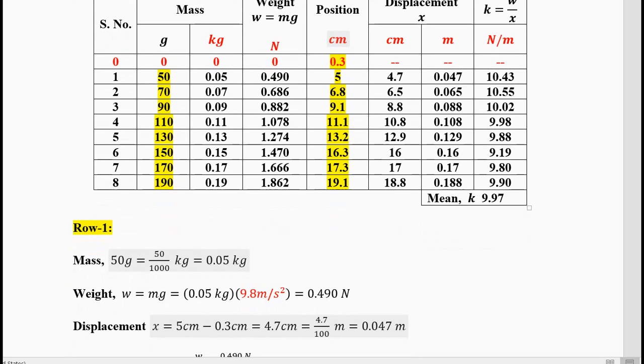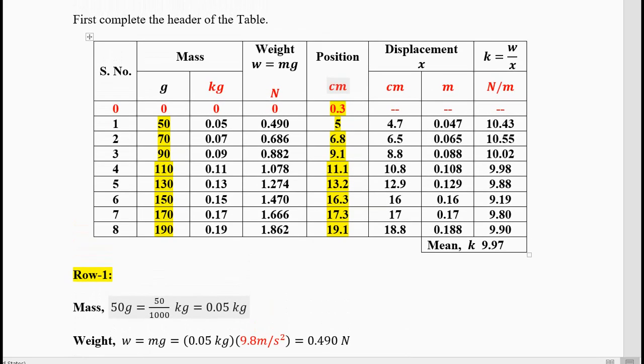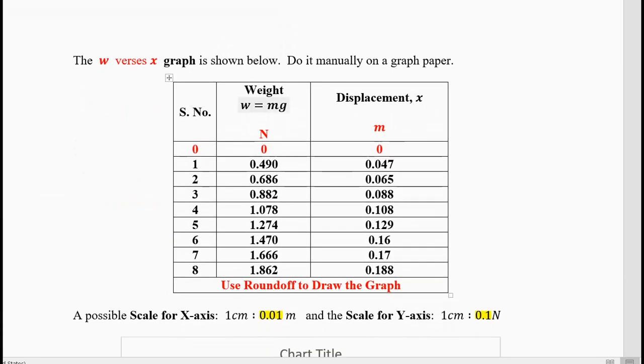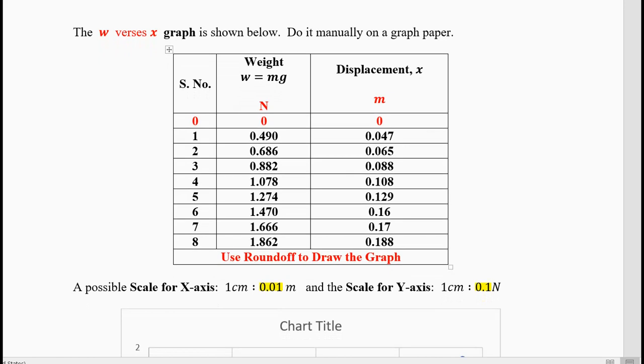Now we have to do the same thing for the graph. Now graph, what do we need? We need W and X. W in newtons and X in meters. All other columns are not needed for the graph. So let's make another table if you wish. Otherwise you can copy it from the main table, but be careful what you are copying onto the graph paper. So take the weight W equal to mg in newtons and the displacement x. So 0, 0 is your first point. Then the other points are given here. You can use a round off to draw the graph.